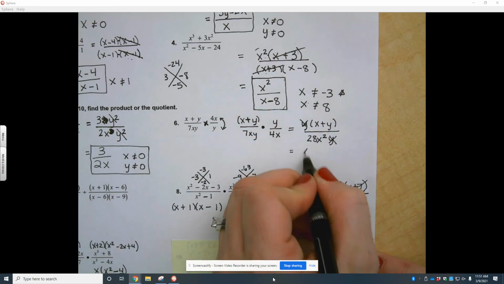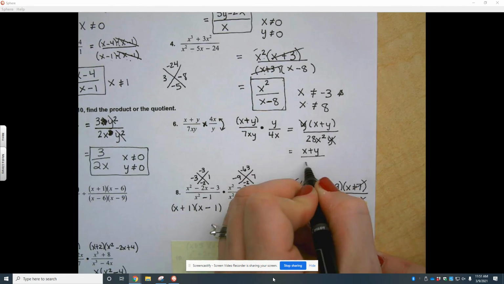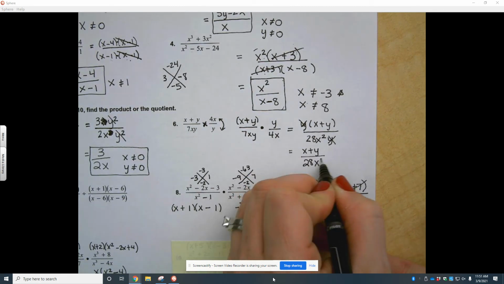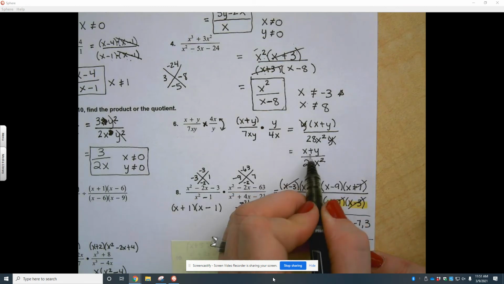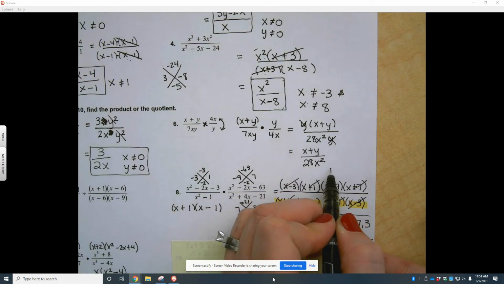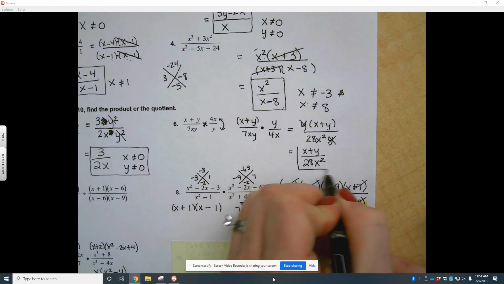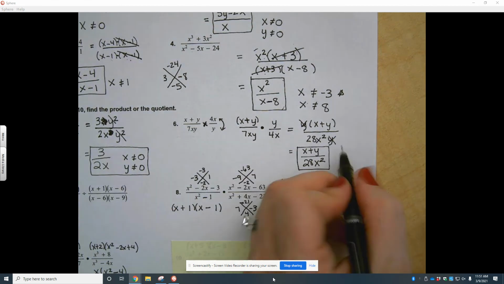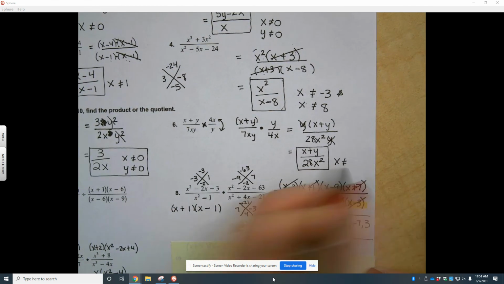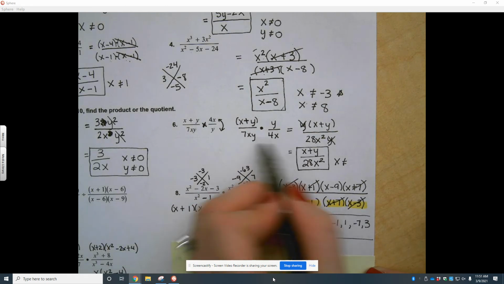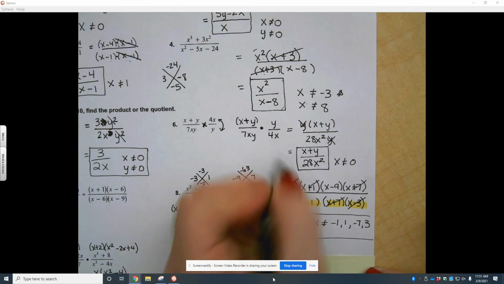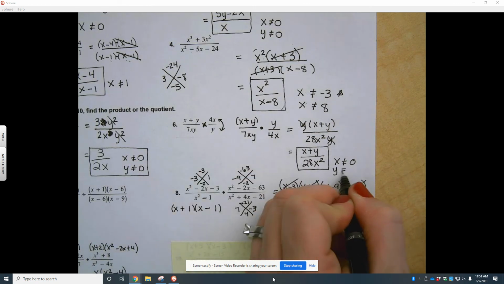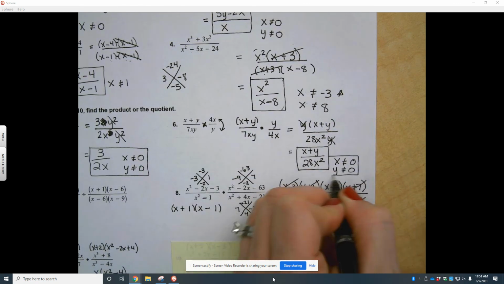So on the top I have x plus y, and then the bottom I have 28x squared. There's an addition on the top, so this is technically in parentheses. There's no set of parentheses on the bottom that matches, so I'm done. And then look out for your restrictions. So x cannot be 0 because I don't have any parentheses on the bottom. It's just all multiplied together, so it just can't be a 0. And I also have a y that cannot be 0. So those are my 2 restrictions.